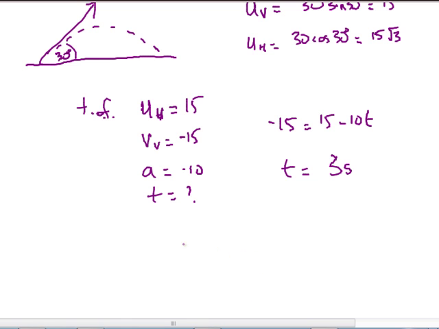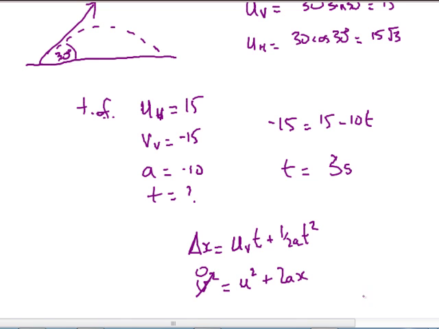What if we want to know peak height then? Once you know time, everything else is much easier. Peak height, you can use delta x equals UVT plus a half AT squared. You can also use V squared equals U squared plus 2AX, where V would be 0. So you can use X equal to U squared over negative 2A. Either of those options become available to you because you've got that extra variable that you now know.